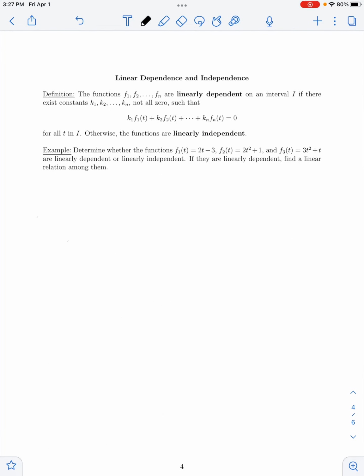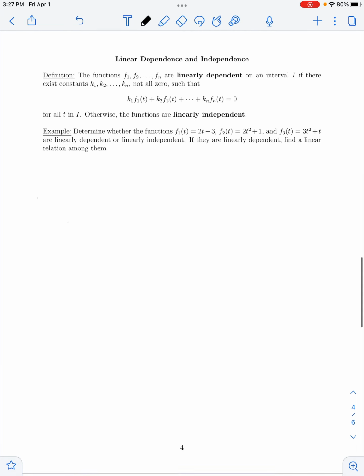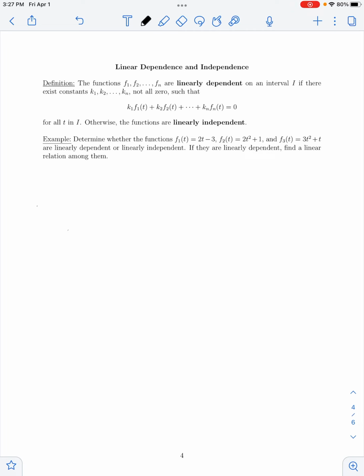Now the last part of this section has to do with linear dependence or independence of functions. So let's start by defining linear dependence or independence of functions. Here we would say that the functions f1, f2, up through fn are linearly dependent on some interval if there exist constants k1, k2, up through kn, which are not all 0, such that the linear combination k1 f1 plus k2 f2, and so on up through kn fn is equal to 0. Otherwise, we say that these functions are linearly independent.